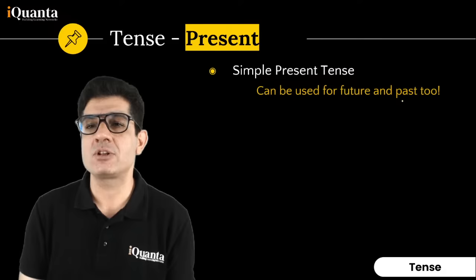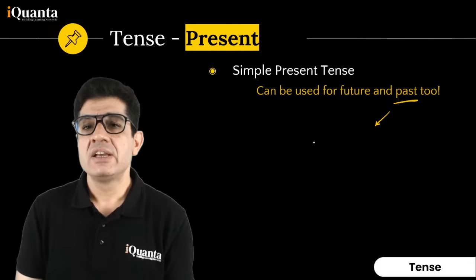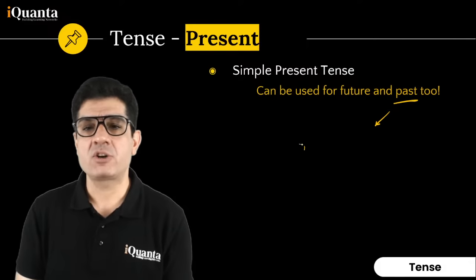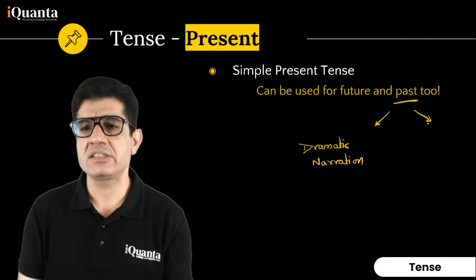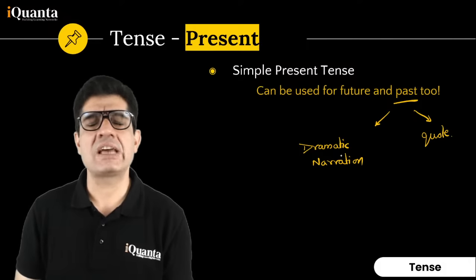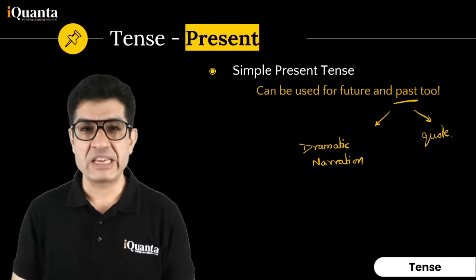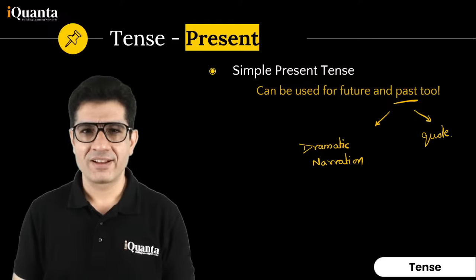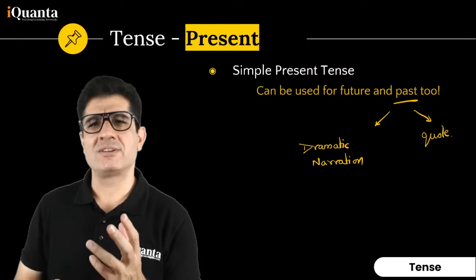And when I say that we can also use this to talk about past, there are two situations. The first is if you are narrating an event of the past and you want your narration to be dramatic, engaging, then you can use the simple present tense. Or if you quote somebody, then you can use this tense. For example, I can say, Shakespeare says to be or not to be, that is the question. To write the NMAT or not to write the NMAT, that is the question.